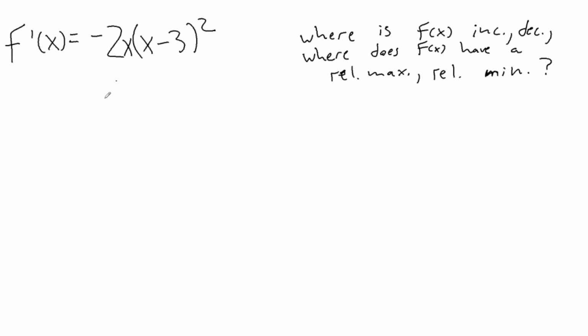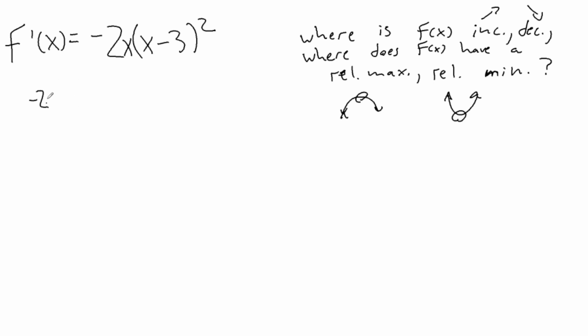So the first step is not finding the derivative because we already have the derivative. Okay, so we're given f prime of x equals negative 2x times x minus 3 squared. And they want us to find where f of x is increasing, where f of x is decreasing, and where f of x has a relative maximum, and where f of x has a relative minimum. So, let's start by finding the critical numbers of f prime of x. So we're going to do that by setting f prime of x equal to 0.